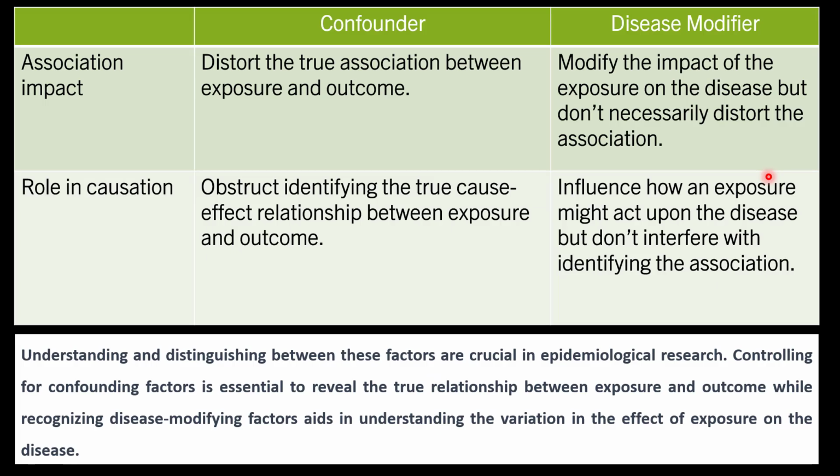So to make it clear what is the confounder and what is the disease modifier, the confounder distorts the true association between exposure and outcome. But the disease modifier just modifies the impact of exposure. The confounder obstructs identifying the true cause between exposure and outcome. But the disease modifier influences how an exposure might act upon the disease, but doesn't interfere with identifying the association.